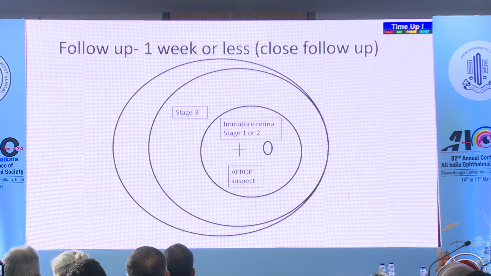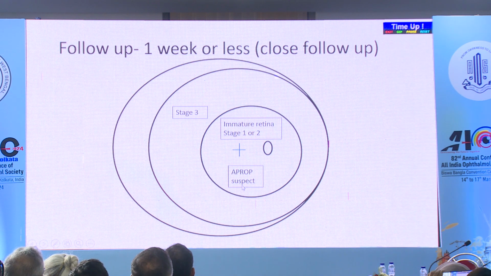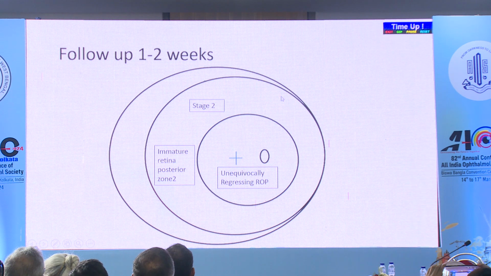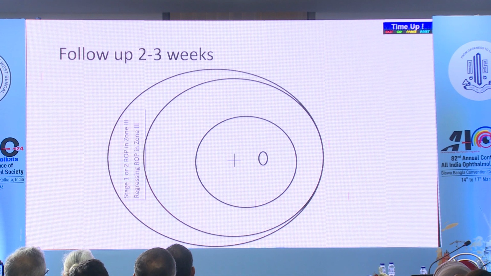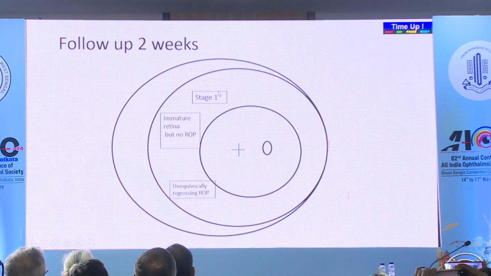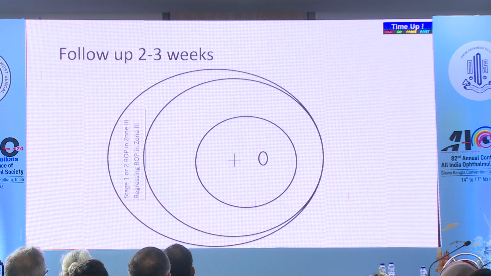Follow up very quickly. 1 week or less, when the disease is very posterior, immature retina in stage 1 or 2, an AP ROP suspect. Follow 1 to 2 weeks, if it's unequivocally regressing ROP in zone 1, but immature retina in posterior zone 2 or a stage 2 disease. And follow up for 2 weeks is for a stage 1 disease in zone 2, immature retina but no ROP, or an unequivocally regressing ROP. And of course, 2 to 3 weeks and beyond is mostly zone 3 disease and beyond.